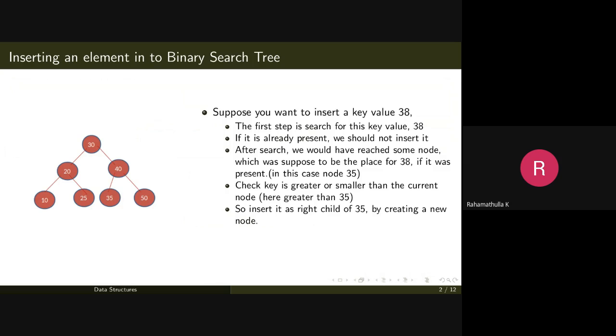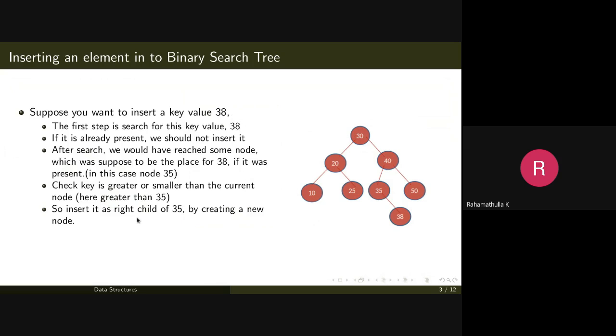For example, in the case of insertion of a value 38, we will be inserting it like this. We will be comparing the element that is coming for insertion with the root node. If it is less than the root node, it will go to the left hand side, the left child. If it is greater than, then it will go to the right child. So 38 is greater than 30, it will go to the right child. Less than 40, it will go to the left side. Greater than 35, it will go to the right child. So the insertion will be like this.